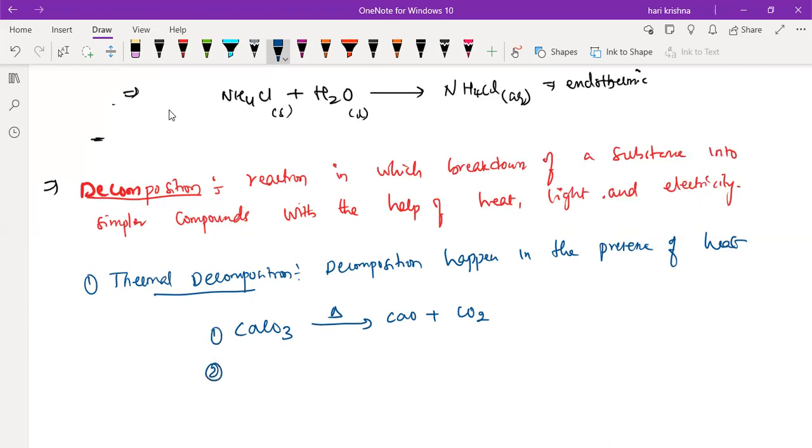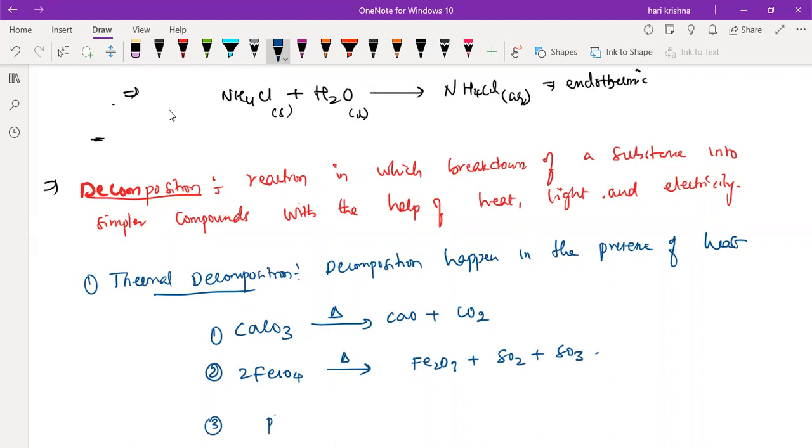Any other example? Do you know ferrous sulfate? The ferrous sulfate under heat decomposes into ferric oxide, sulfur dioxide plus sulfur trioxide. Very good. So 2 FeSO4 upon heating will form Fe2O3 and SO2 plus SO3.